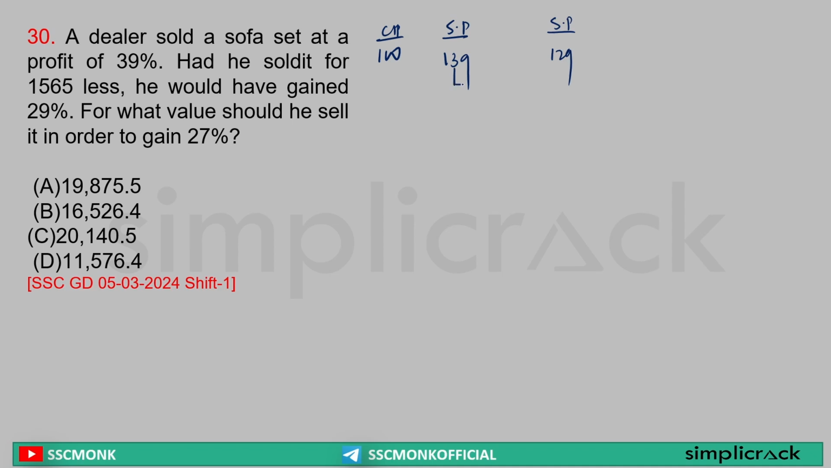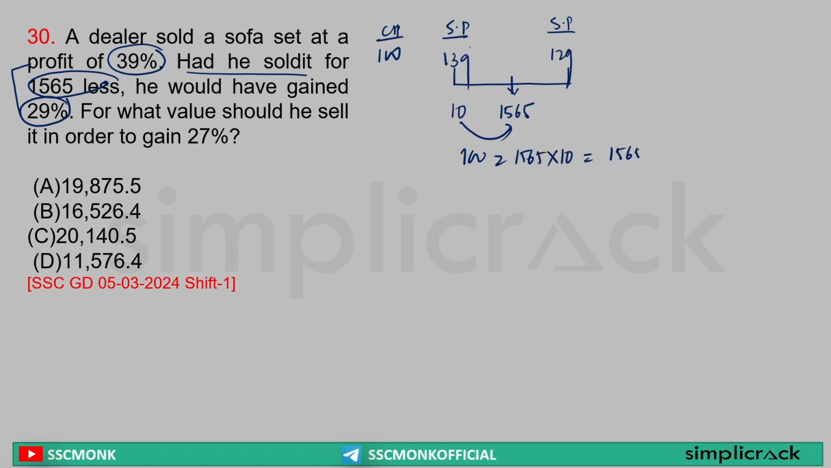Now he is saying, the difference between the two: he sold at 39% profit. If he sold it at 1565 less, he would have earned this much. That means the difference between these two profits is equal to 1565. Yes or no? Yes. 139 minus 129 is equal to 10 parts. So 10 parts is 1565. So 100 parts will be what? 1565 into 10 is equal to 15650. This is the original cost price.